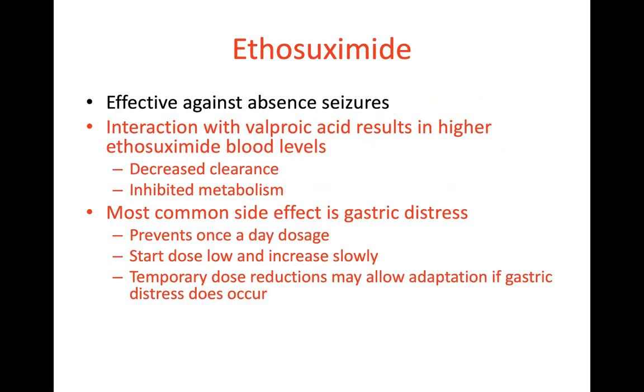One concern is that there is an interaction that has been identified with valproic acid. Valproic acid can elevate the ethosuximide blood levels. That's probably due to an inhibition of metabolism as well as decreasing the clearance of it. So if valproic acid is being used, ethosuximide levels can be elevated due to this drug interaction. So we need to be aware of that when we use the combination of those two.